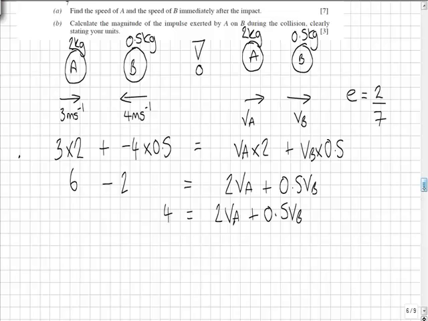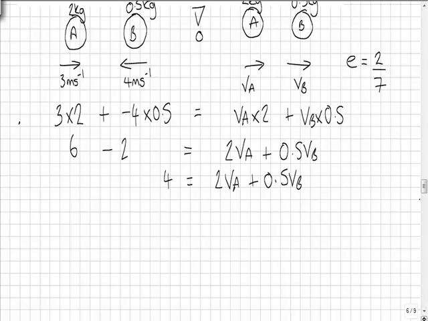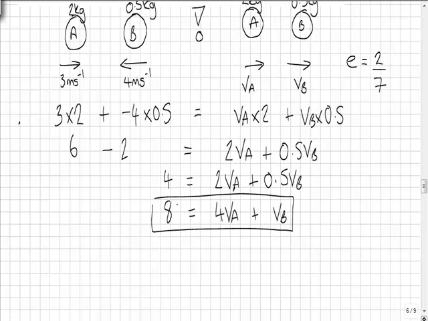A suggestion here would be, it's likely we're going to use this equation along with the second one simultaneously. So if we double up the equations, we get 8 is equal to 4 VA plus VB. This is our first equation using conservation of momentum.